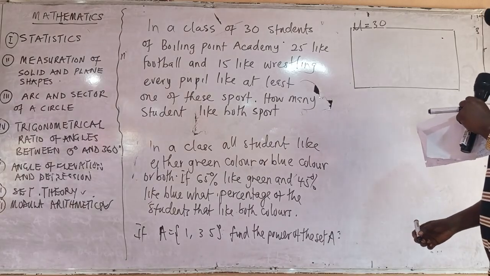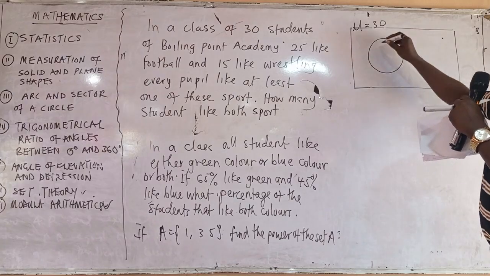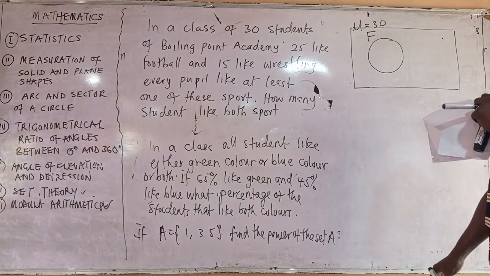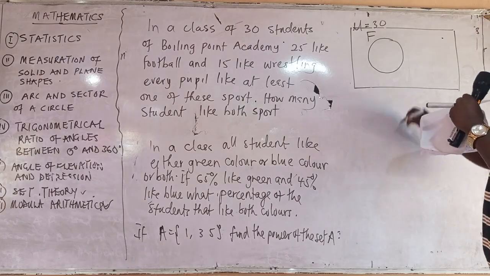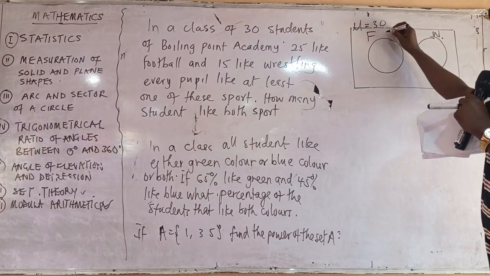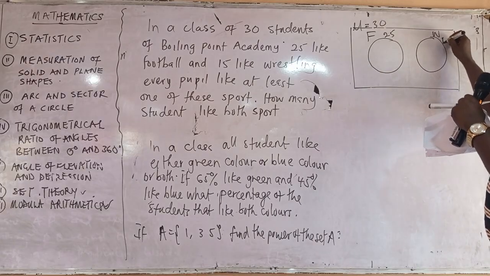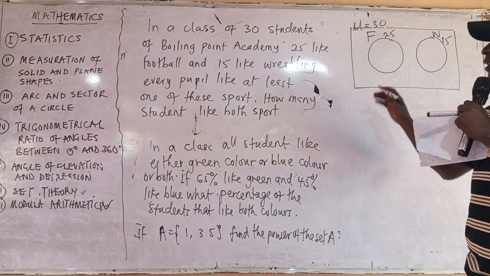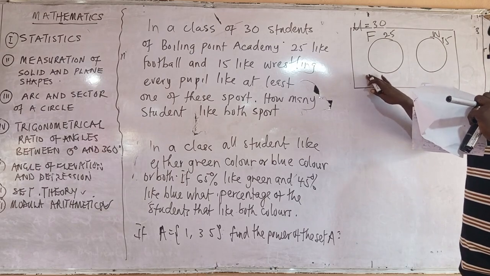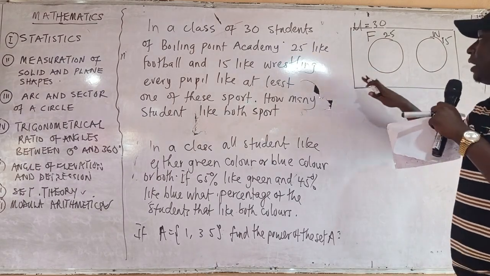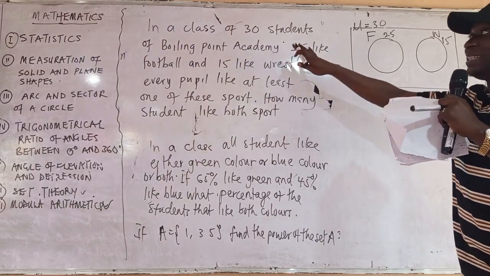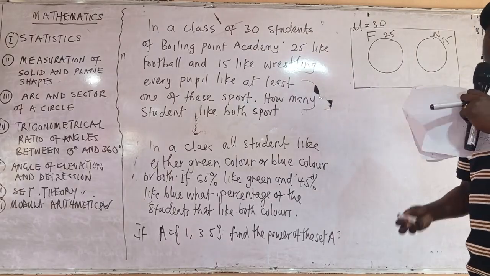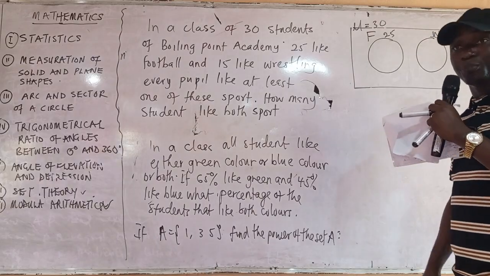Now, out of the 30, say 25 what? Let me represent football with F and wrestling with W. And so let me say this is W. How many do this? 25. How many what? 15. Now, they said every person likes at least one. That means nobody dislikes sports in that school. So that means in this particular school, everyone must participate in a sport festival that involves football and wrestling.